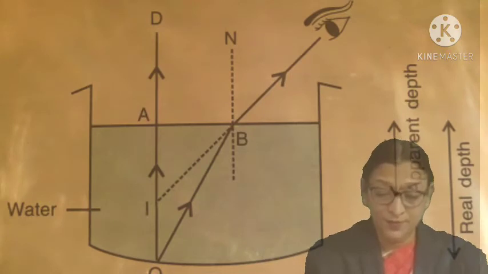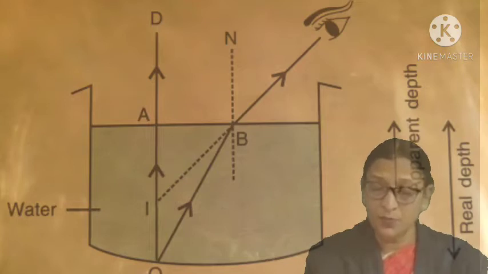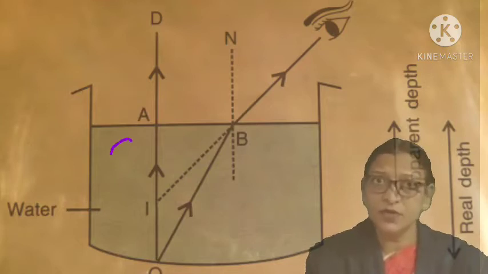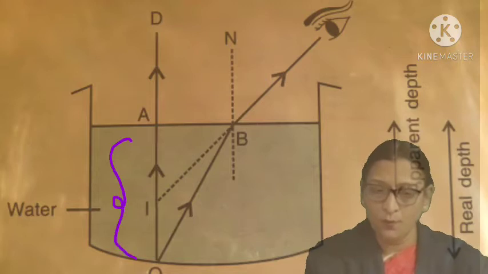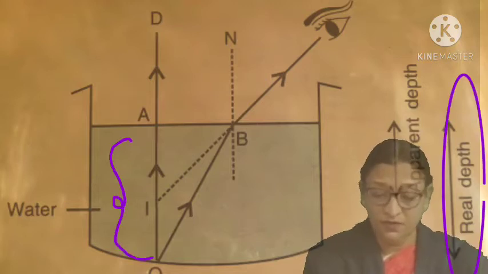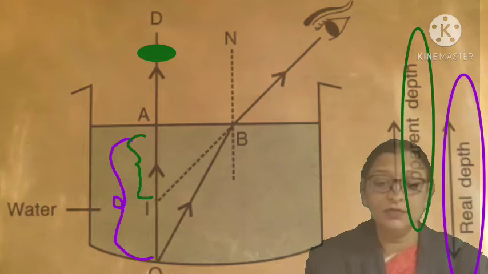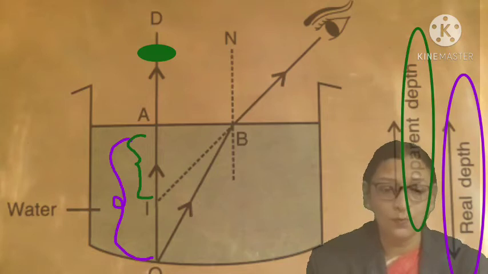So here, the depth of water in a vessel when seen from air appears to be less. Let us take a vessel containing water. Here, its real depth is AO. But when we see vertically above O from air, its depth appears to be AI. It means it is appearing less than that of AO.